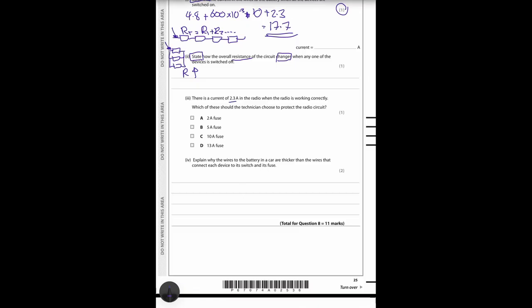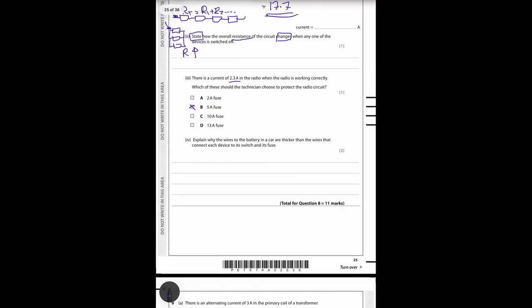So what's the information I've been given? 2.3 amps. So can I use a 2 amp fuse? No, I can't, because it will just break straight away. Can I use a 5 amp fuse? Yeah, I can. So this is probably the one that I use. And then 10 amp and 13 amp are going to be too big, because the rule is I just need to use the next one up.